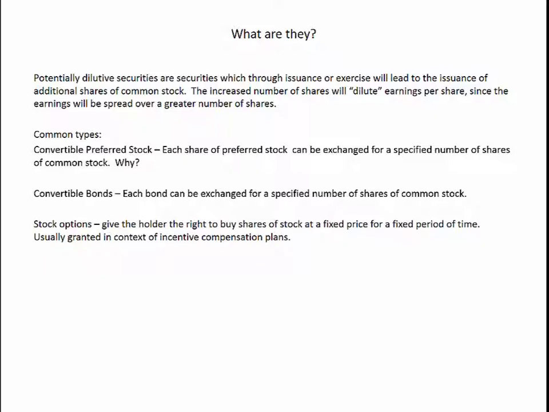We also will have to deal with stock options. Stock options give the holder the right to buy shares of stock at a fixed price for a fixed period of time. Now, stock options that we're going to be talking about are usually granted in the context of incentive compensation plans. But basically, there are two broad types of stock options. Again, the ones we're going to be concerned with are the ones granted by the company.